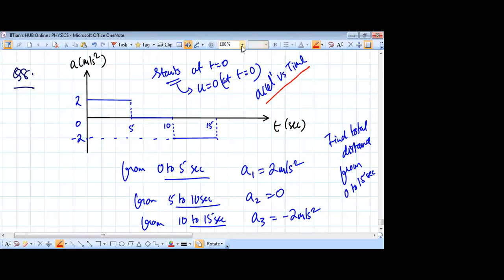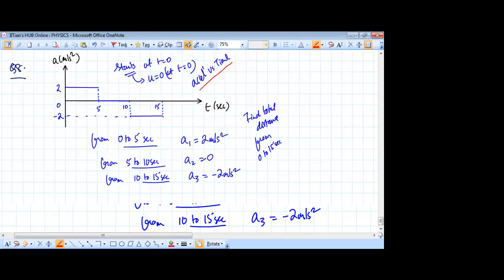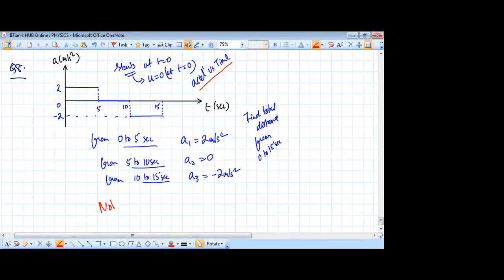Okay. Displacement is area under the velocity time graph. Good, Yuvraj, that's correct. Bhomik, you have to be more specific. You have to give the exact answer.